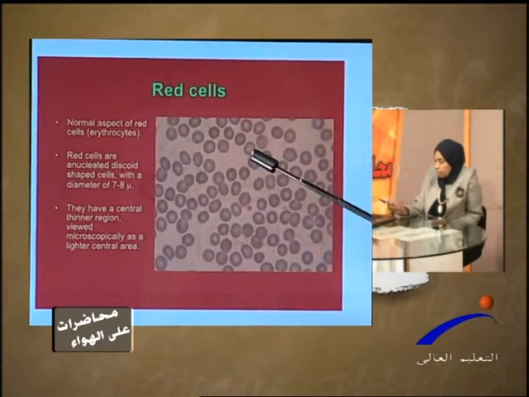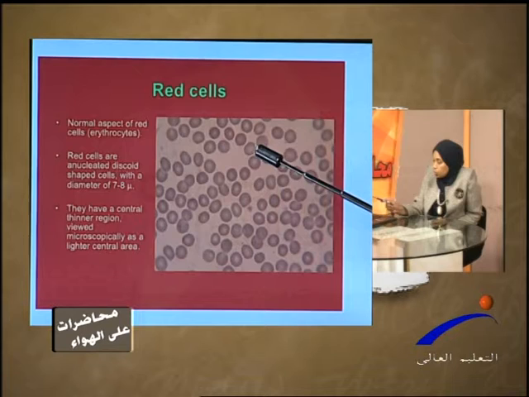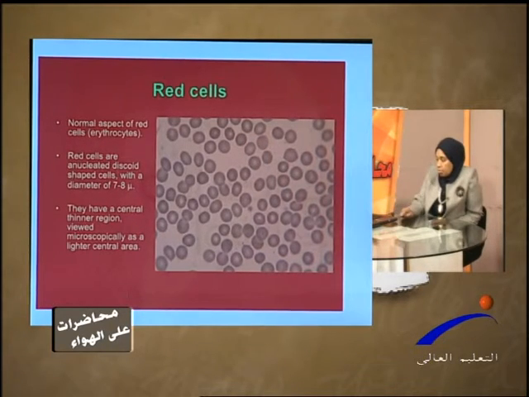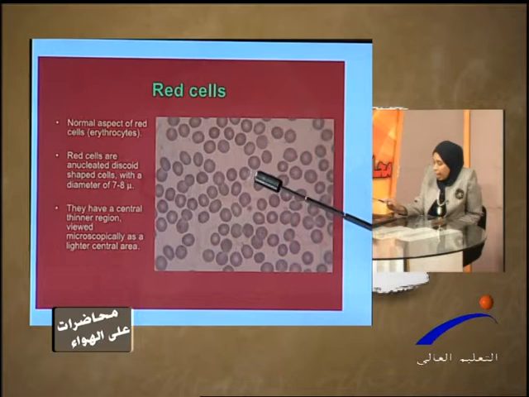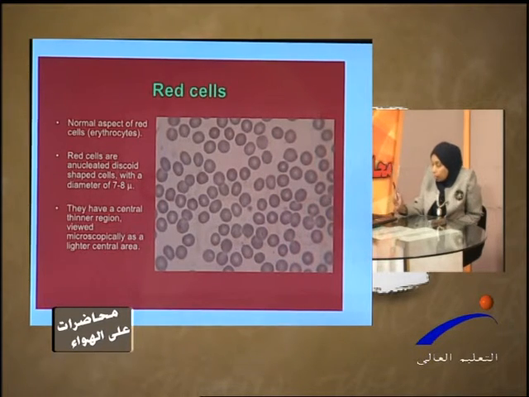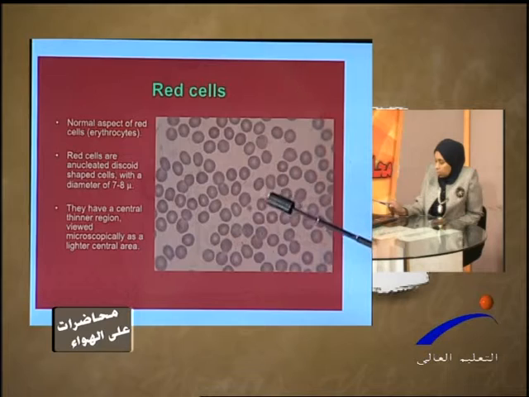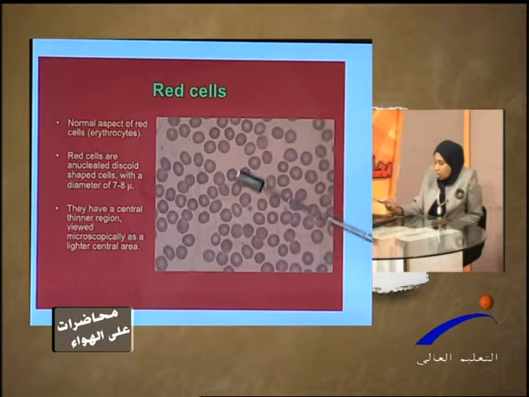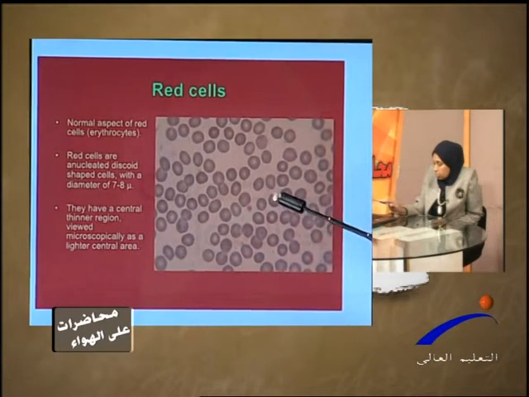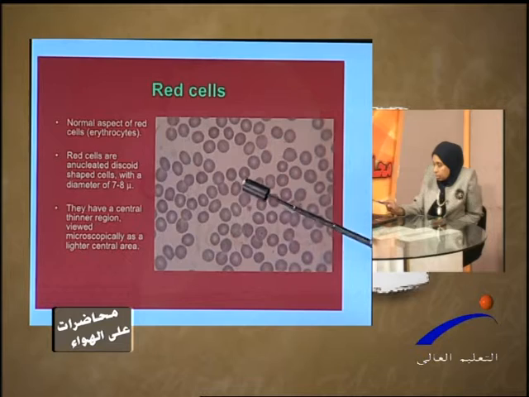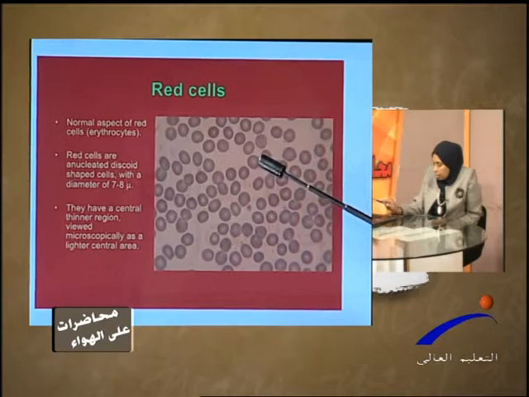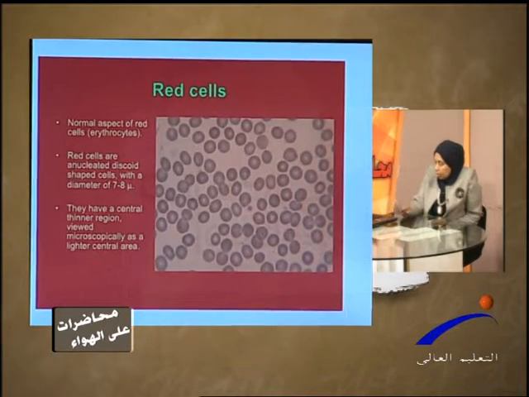The normal red blood cells have a red color due to the hemoglobin content, and they do not have a nucleus. They are non-nucleated cells, discoid in shape, with a central pallor not more than one third. They are 7 to 8 micron in diameter. Viewed microscopically, they have a lighter central area, the central pallor. This is the red cell.